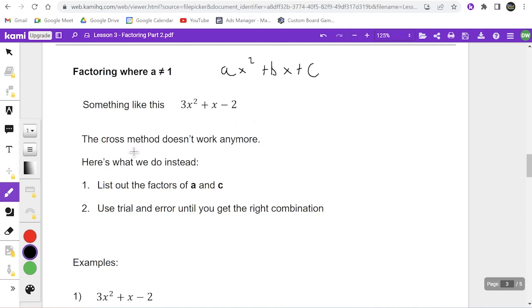Okay, so a couple things I need to say. Number one, the cross method doesn't work anymore. That's the method I don't use anyway. And that's actually kind of a lie. There is a way to still use the cross method, but at that point, it's even more complicated than it was before, and I still don't like the cross method. So for this one, here's what we're going to do instead. The first thing we're going to do is list out the factors of a and c. And then step 2, we're going to use trial and error until we get the right combination to get b in the middle, basically.